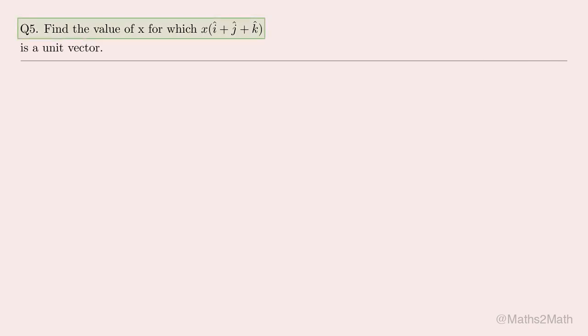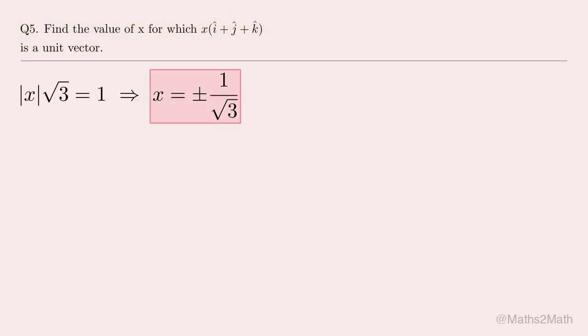Question 5. Scale the diagonal vector to length 1. The base vector has length root 3. Modulus x times root 3 equals 1. x is plus or minus 1 over root 3.